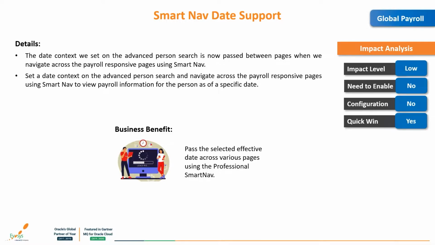If you change the effective date in the balance adjustments page, that will not get reflected in the subsequent pages that you navigate, but only the context that you set in the advanced search of the person search page will get transitioned to the subsequent pages. In the classic UI, there are some pages which do not support this date context. So this feature does not work with pages which do not require a date context. It only works with pages where you have an effective date context set. I'm sure this is going to ease the users' navigation, and it is going to enhance the user experience.